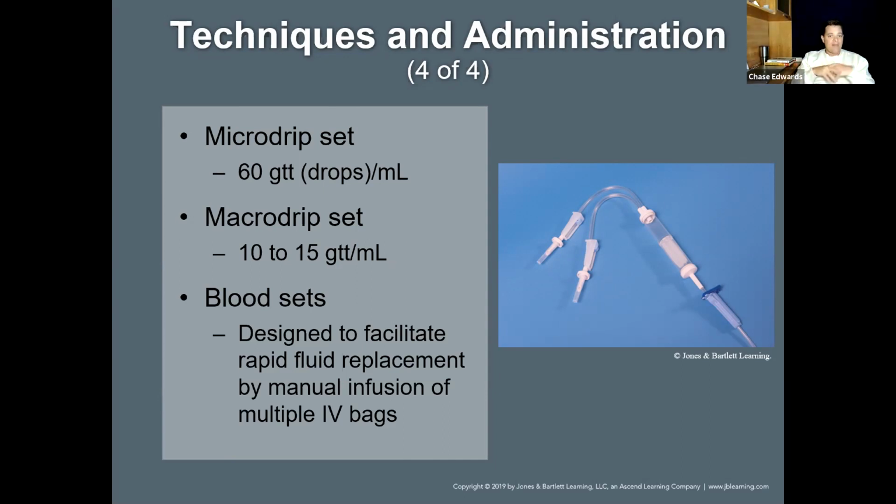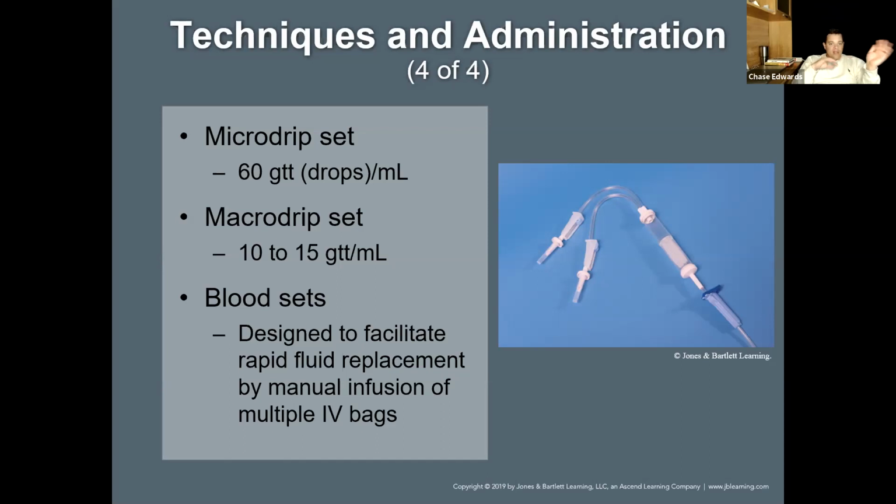You'll also have a macro drip, which allows 10 to 15 GTT per milliliter. It's got a large opening between the piercing spike and the drip chamber. It's best for rapid fluid replacement.